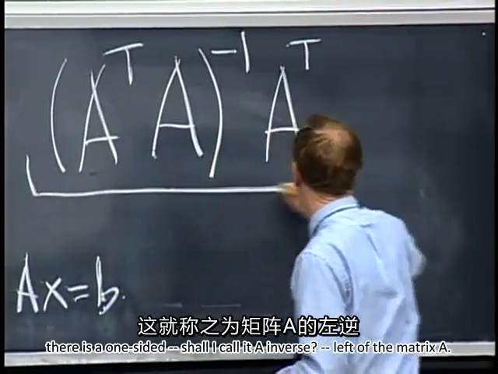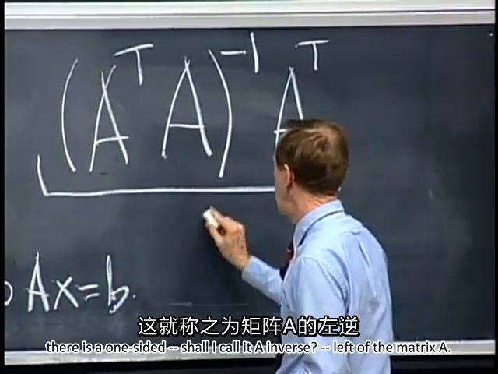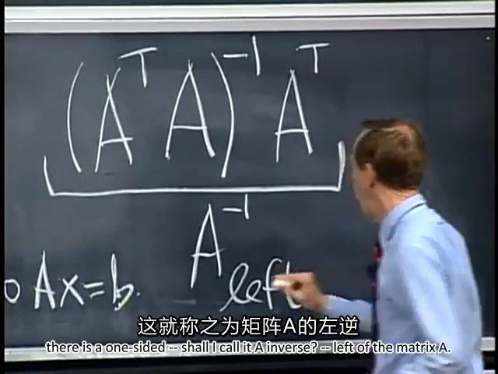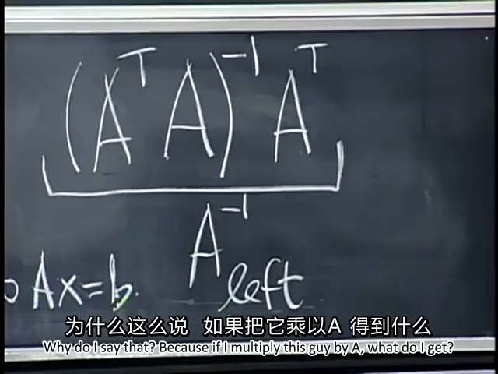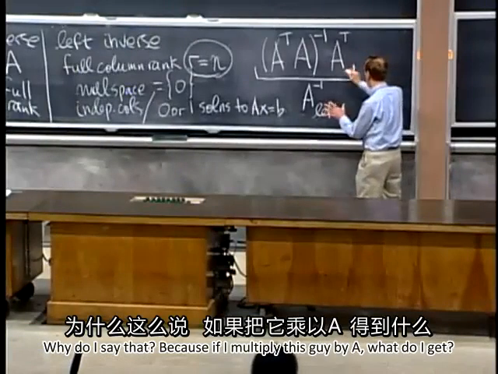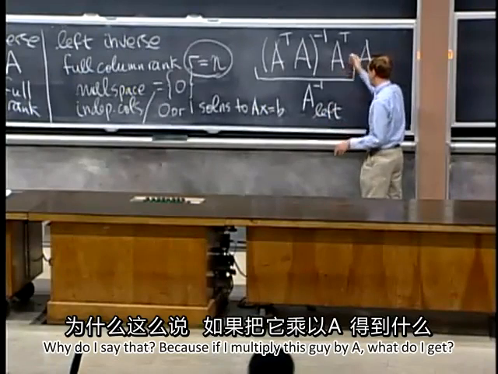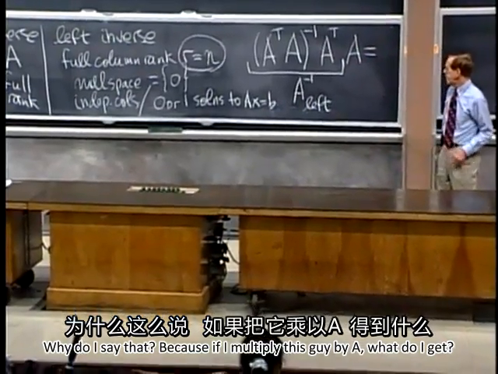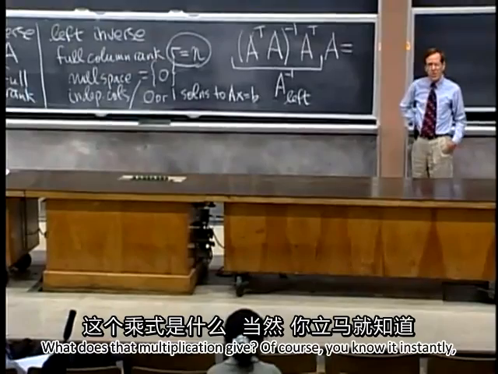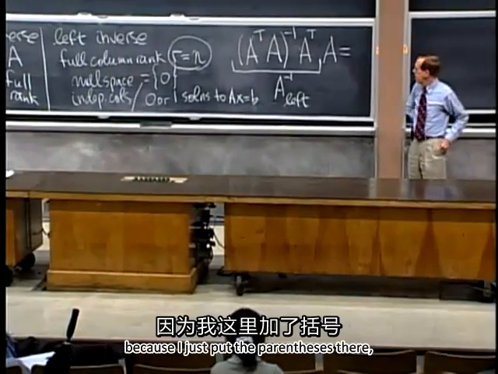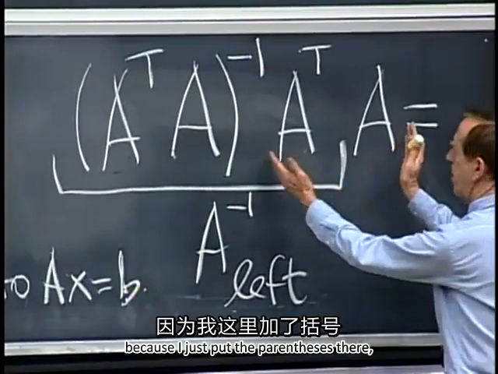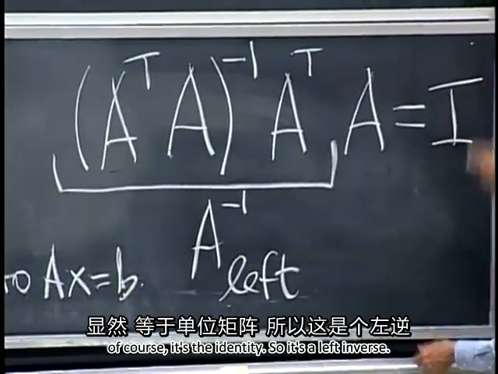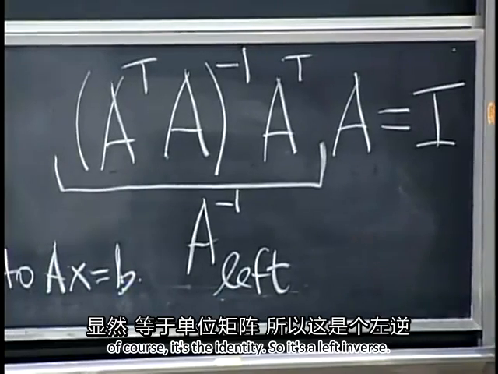There is a one-sided inverse, shall I call it A inverse left, of the matrix A. Why do I say that? Because if I multiply this by A, what do I get? What does that multiplication give? Of course, you know it instantly, because I just put the parentheses there. I have (A transpose A) inverse times A transpose A, so of course it's the identity. So it's a left inverse.